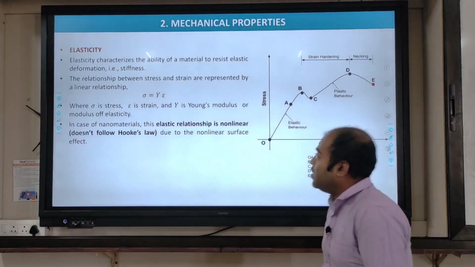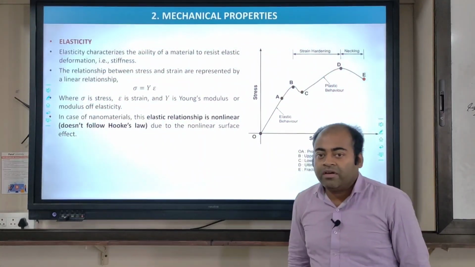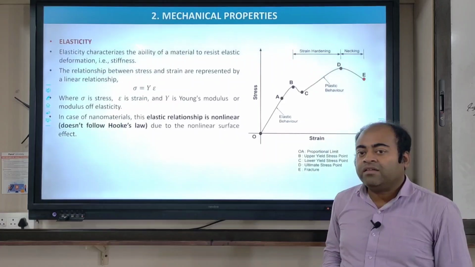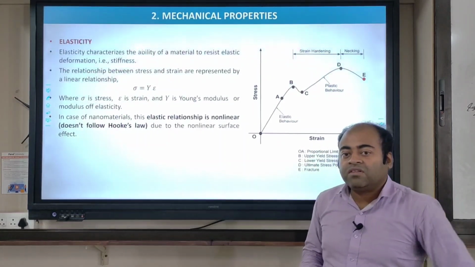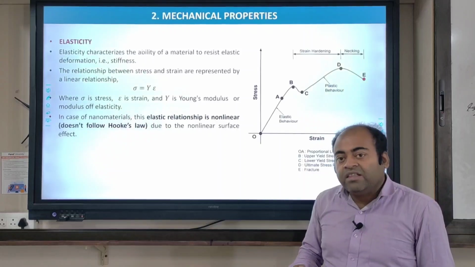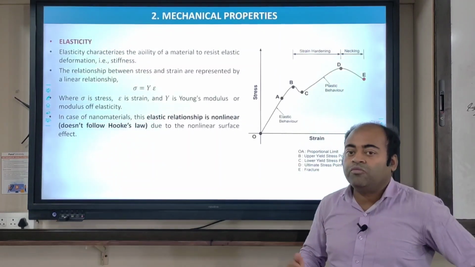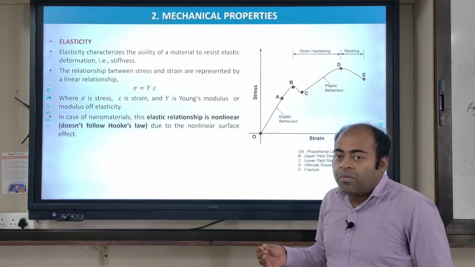Next, the mechanical properties. Now let us discuss the mechanical properties of nanomaterials. We know in nanostructures or nanomaterials the particles are of very small size, and as we go to the nano dimensions, there is an increase in the number of grain boundaries as well as the surface to volume ratio, and so some new emerging properties develop.